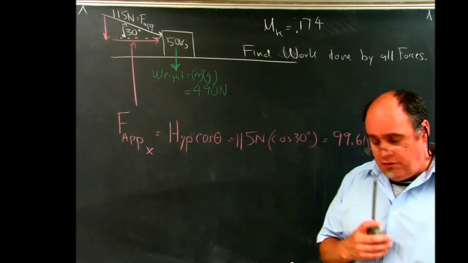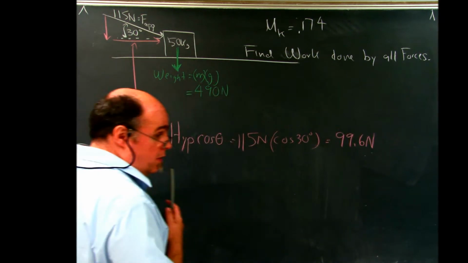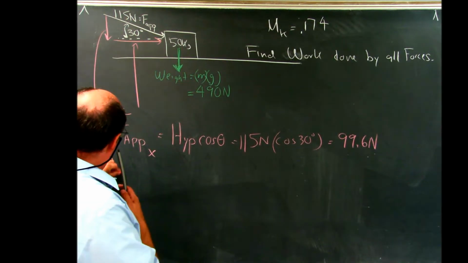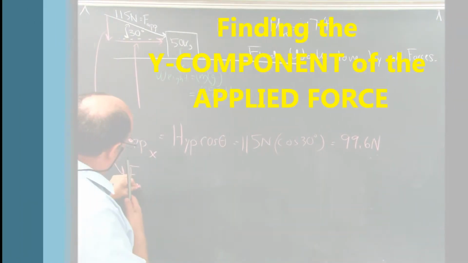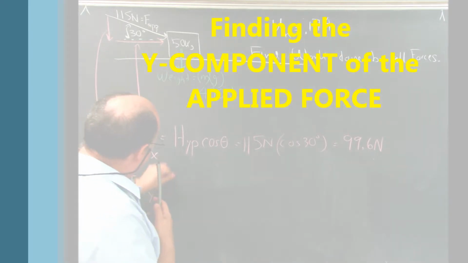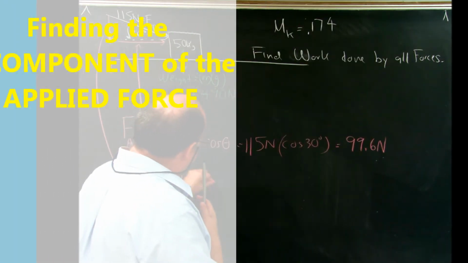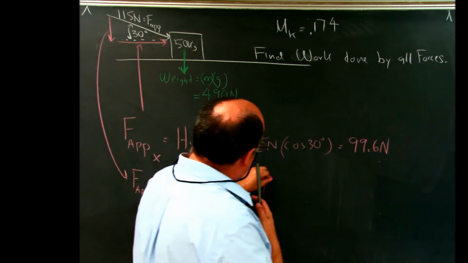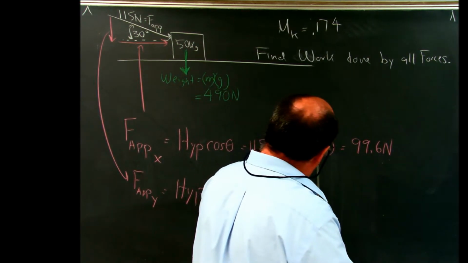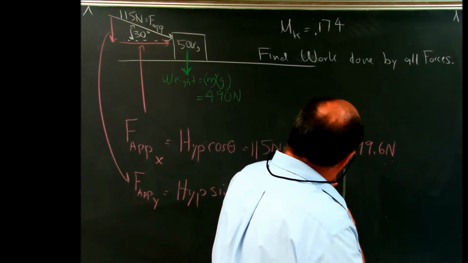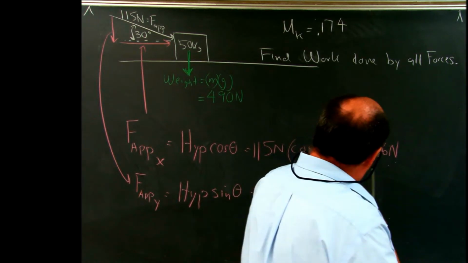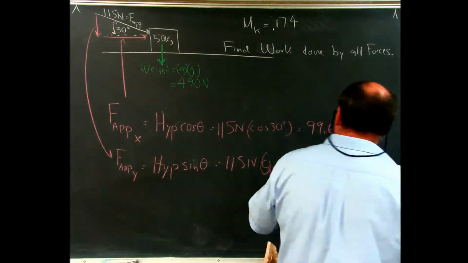If I wanted to figure out what the y piece was, I would look at this piece right here and I would say the force applied in the y direction would be the hypotenuse times the sine of the angle, which is 115 newtons times the sine of 30 degrees, and that comes out to 57.5.